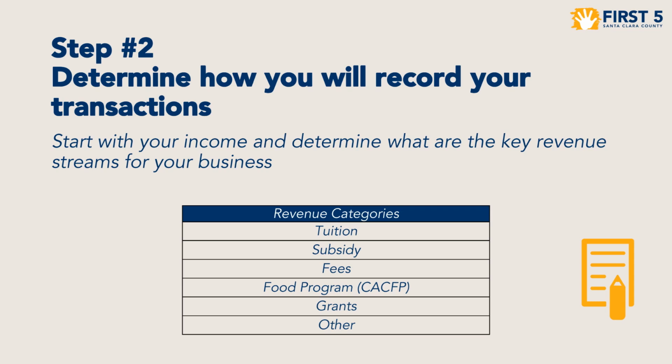Another might be a child care subsidy or payments from the food program, CACFP. Perhaps there are additional funds that you receive for after-school students or grant funds. Each one of these will be a separate revenue stream to account for. You can use this example list to categorize your income sources.